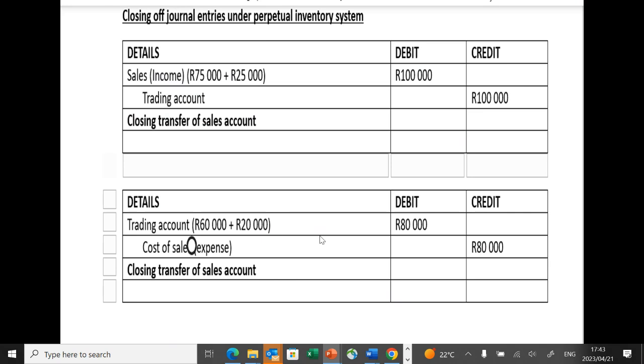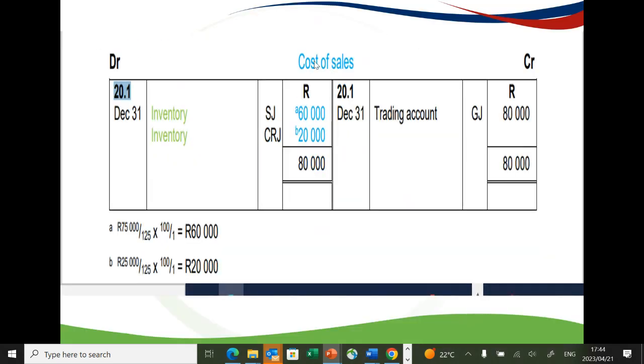Cost of sales and expense accounts increase on the debit side and reduce on the credit. So if you want to reduce that cost of sales account, you need to credit the cost of sales account by 80,000. And what are you going to debit? The trading account, because that's where you are transferring it to. That's why you will see here that cost of sales is credited by 80,000. And what did we debit? It's the trading account. Now the cost of sales does not have any balance being carried down.